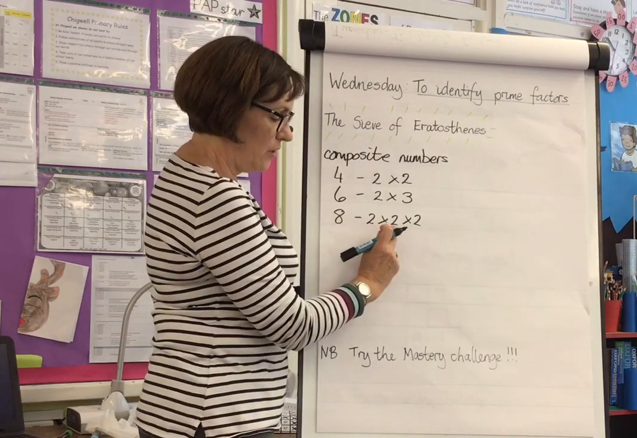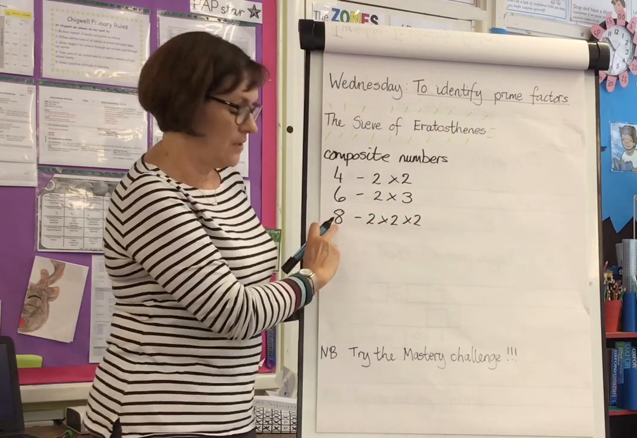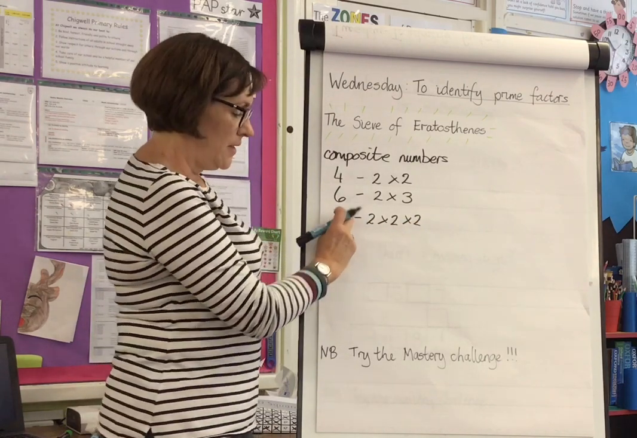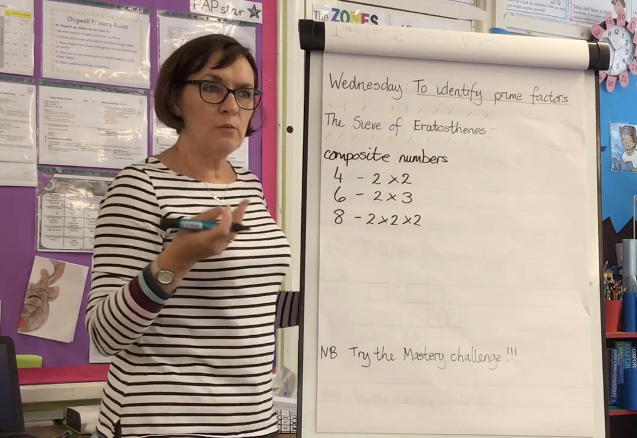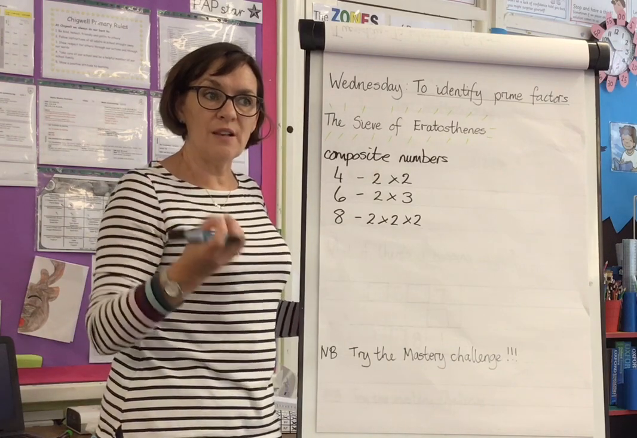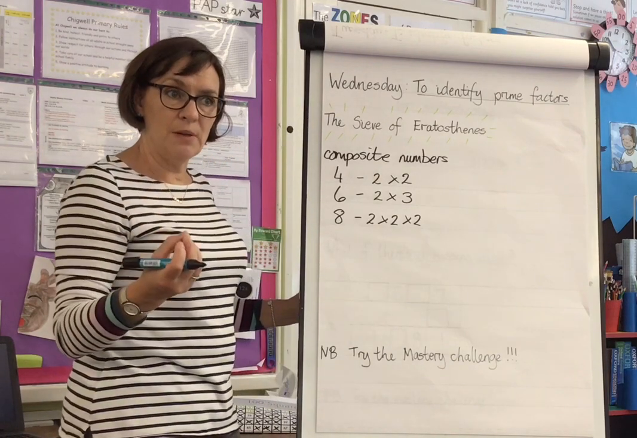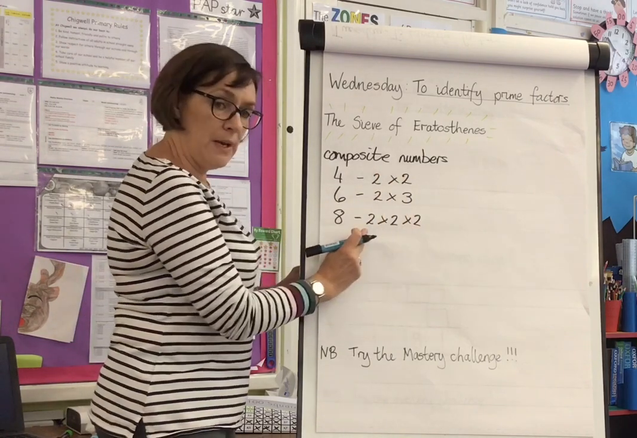So I have used 3 numbers, multiplied 3 numbers in order to create the answer, and that's what means that these are composite. If you were to try and do that with a prime number like 7, the only answers you can get are 7 and 1, which is a prime number. So these composite numbers you can make up using prime numbers.